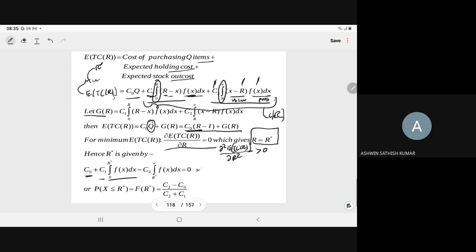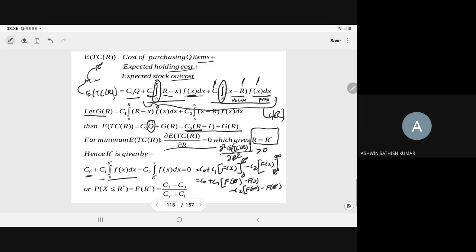So this will give you C naught plus C1. What is the integral of the small fx? That is the capital Fx, the CDF, 0 to R star, minus C2. What is the integral of the small fx? That is the capital Fx, CDF, and here we have R star to infinity. So this will come C naught plus C1 into F of R star minus F of 0, minus C2 into F of infinity minus F of R star.